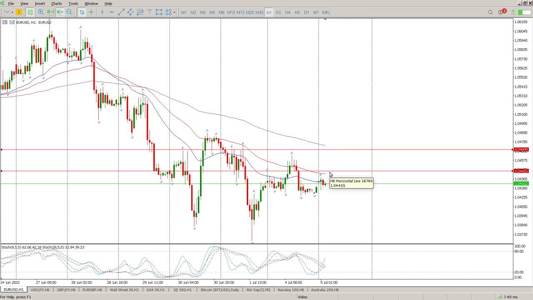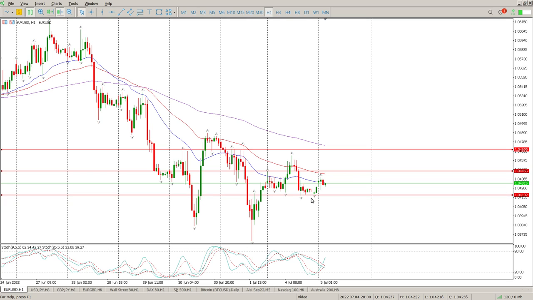That's 1.04455, so a rejection there. There is an opportunity for another move to the downside, but for me, the better bet is to wait for a break here. This is looking like a little head and shoulders forming: a shoulder, head, shoulder.